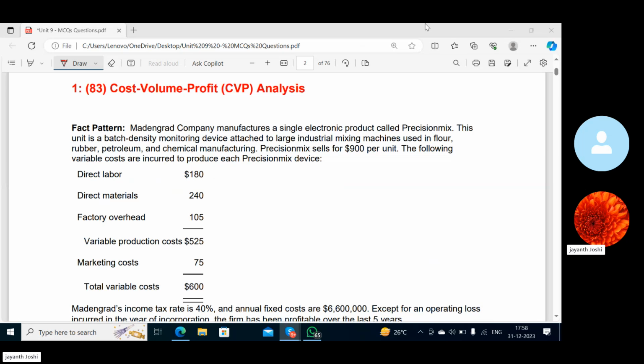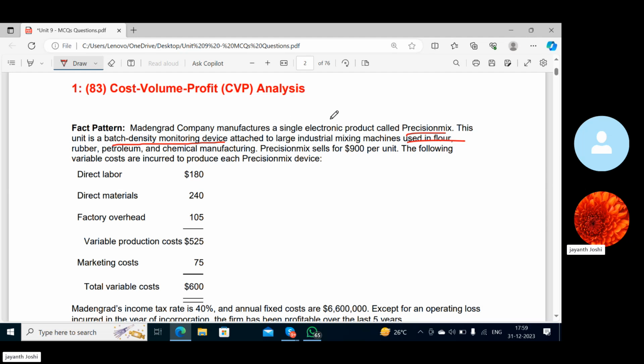So, Madden Grad company manufactures a single electronic product called Precision Mix. This unit is a batch density monitoring device. So they have given some description about it, attached to large industrial mixing machines used in flour. So we are not concerned with all that.